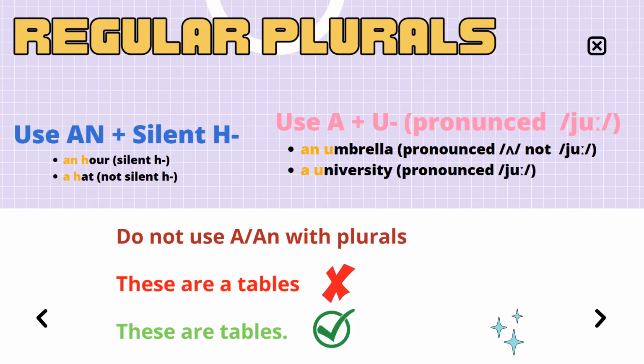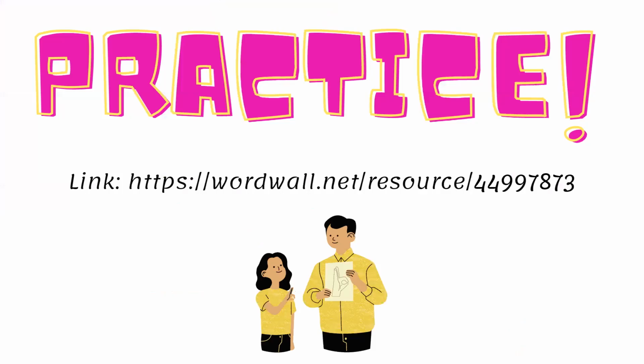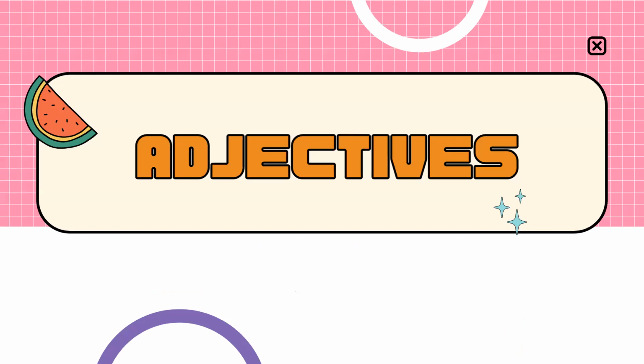Now, you do not use A or AN with plurals ever. These are tables is correct, not a tables. And here's some practice. Now let's check the adjectives.